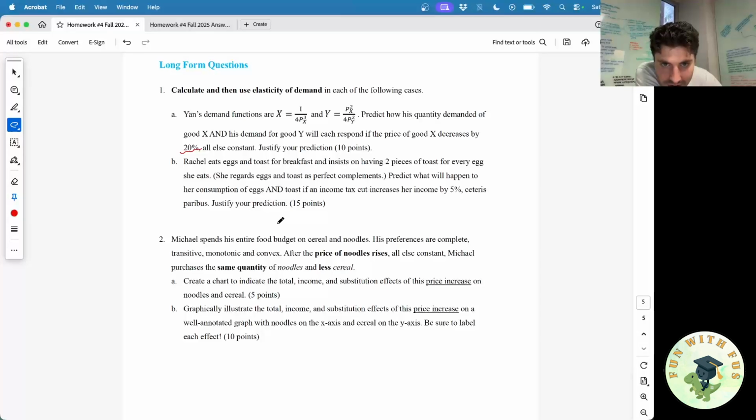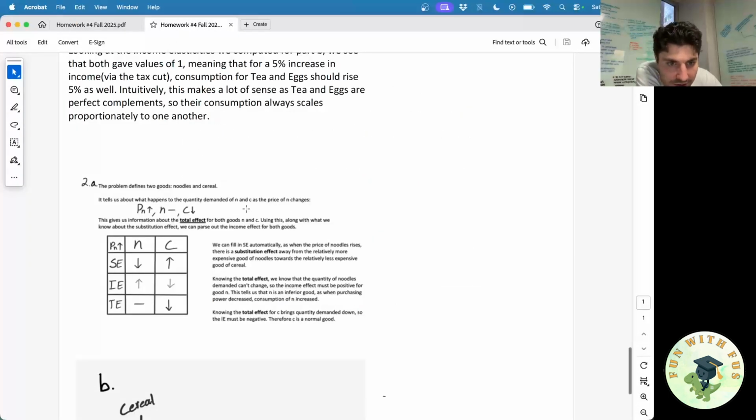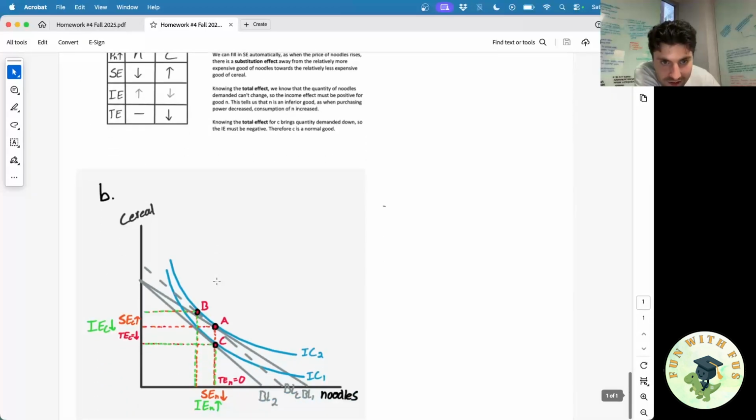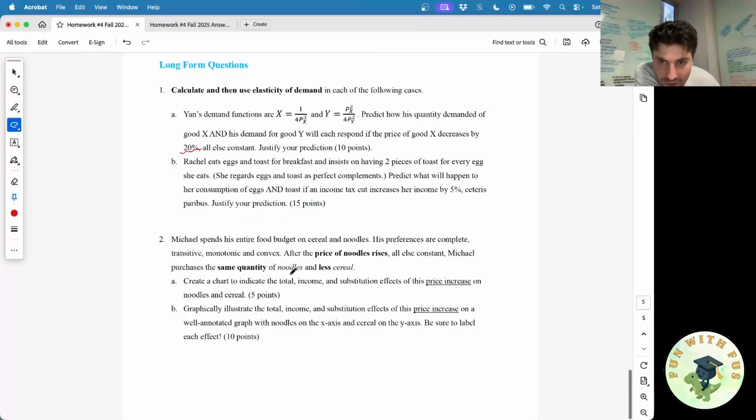Because it tells us that we buy the same quantity of noodles and less cereal. So that looks pretty normal to me. If this went down, we're automatically given this, and you can piece together the income effects from there, similar to how we did in the multiple choice. And from here, we are given a graph.